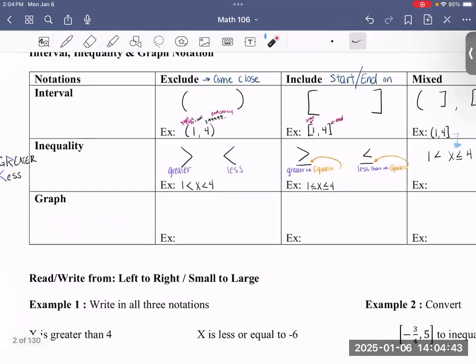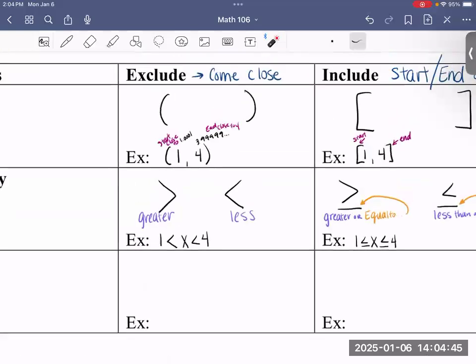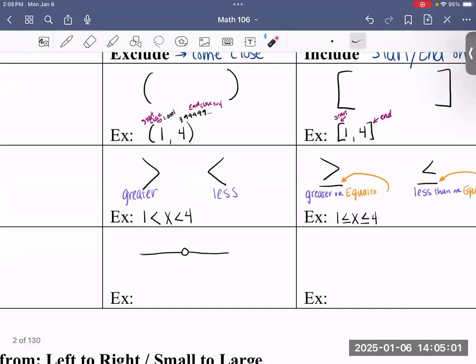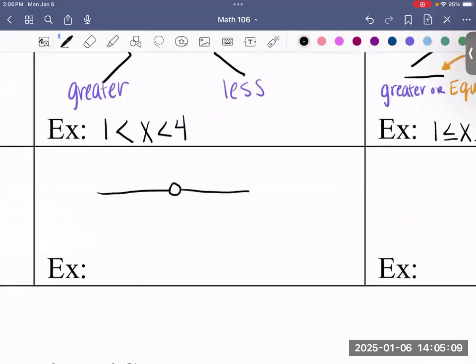Now our last one is graph notation. Graph notation, if we want to exclude a number so we come as close as we can to that number, we're going to use an open circle. So on this number line, if we wanted to signify that we want to get as close to 1 as possible and then go all the way to the number 4 and get as close to the number 4 as possible, we have the number 1 and the number 4, and we're going to open the circles on these values.